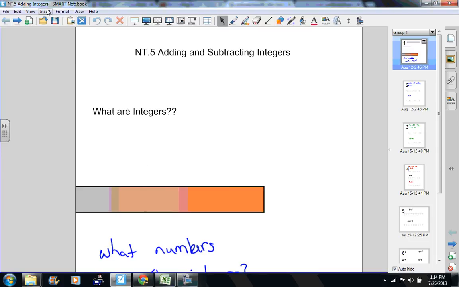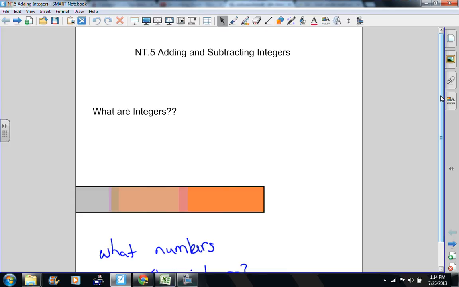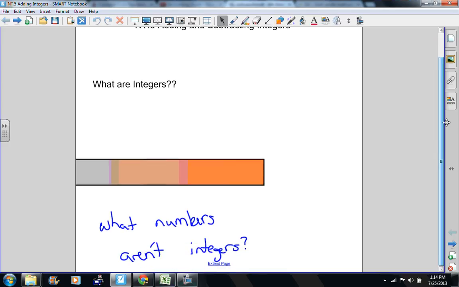So we are at NT.5, adding and subtracting integers, and I have to say this is one of my favorite lessons that I get to teach as a math teacher. The first question we have to ask is, what are integers? And integers are the numbers that you should like, with one tiny change.